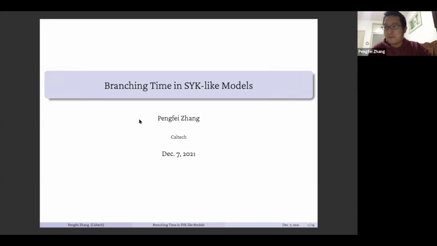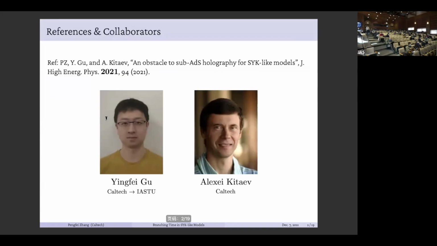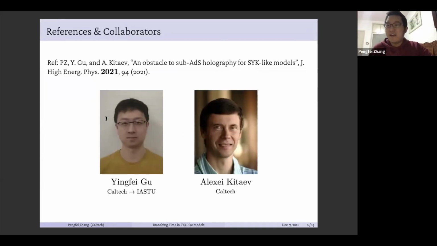I'm Pengfei Zhang from Caltech, and the title of my talk is "Branching Time in SYK-like Models". To begin with, let me first thank my invaluable collaborators, Pengfei and Alexei Kitaev. Pengfei will move from Caltech to Tsinghua University next year, and this talk is based on our paper, "An Obstacle to Sub-AdS Holography for SYK-like Models", published in JHEP this year.